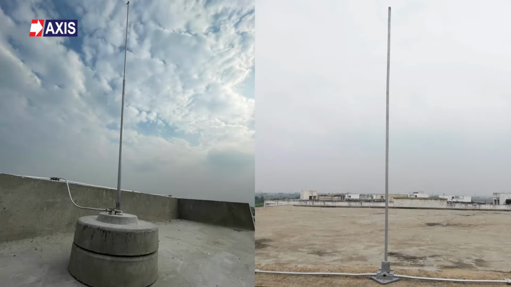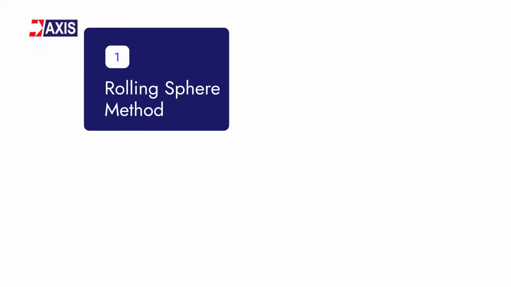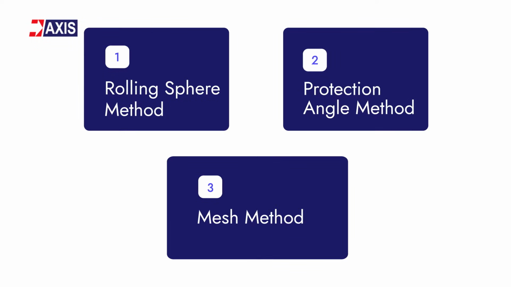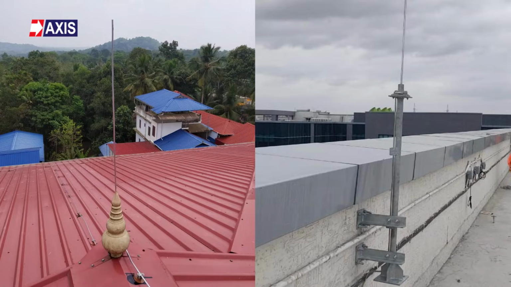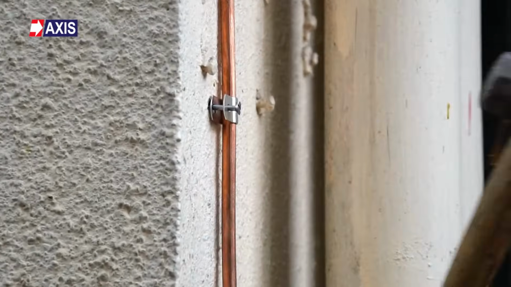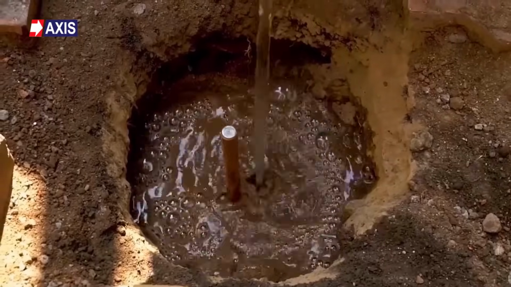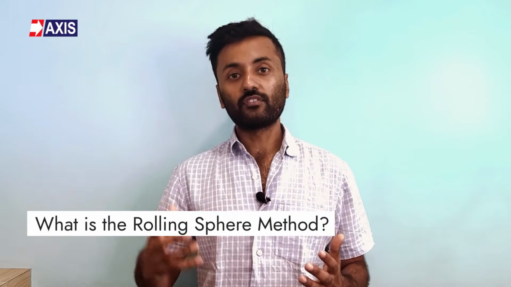Essentially, the rolling sphere method is one of three routes for the design of lightning protection systems defined by IEC 62305, which is the international standard for lightning protection design. After the first step of determining the class of lightning protection decided by the risk assessment, the lightning protection for buildings and system design can be done using the rolling sphere method, the protection angle method, or the mesh method. The system design will provide information such as the location of lightning arresters, down conductors, earth electrodes, and other required equipment. So, what is the rolling sphere method?